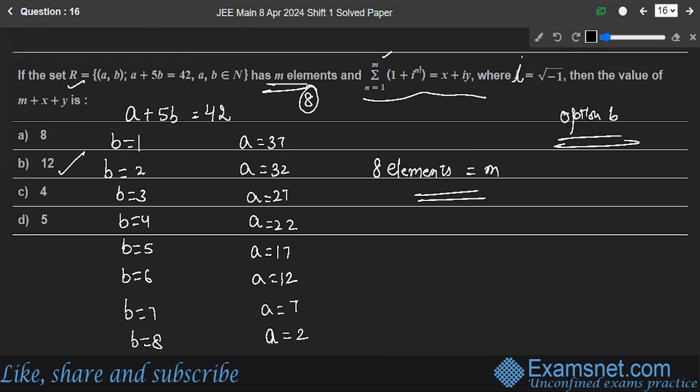B option, right answer to the question. Hope you got that. Let's move to the next question.